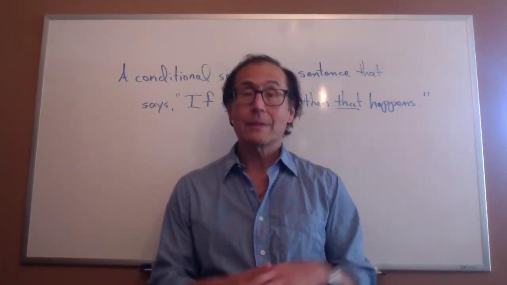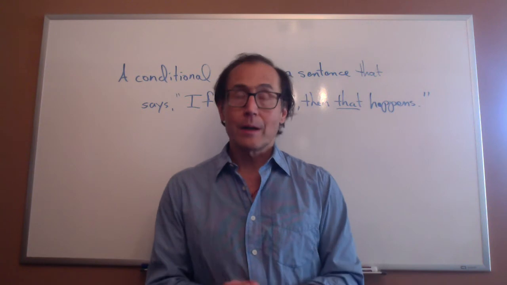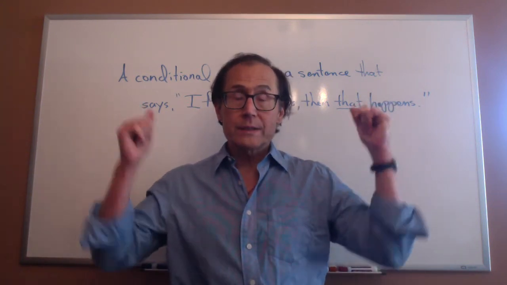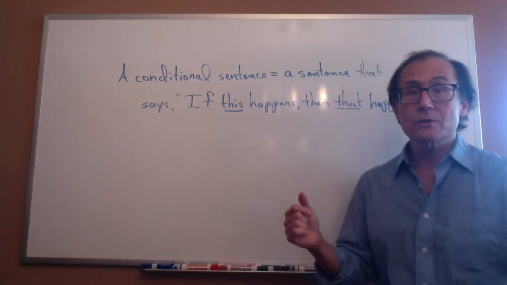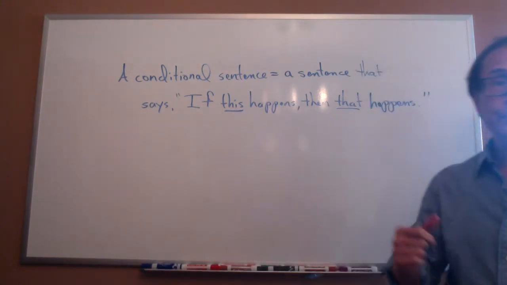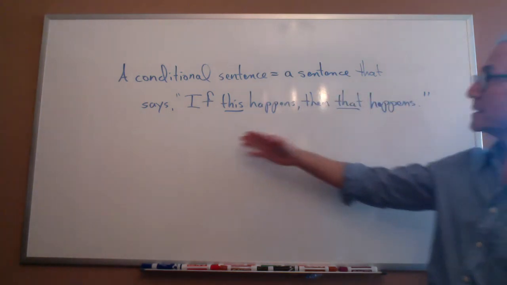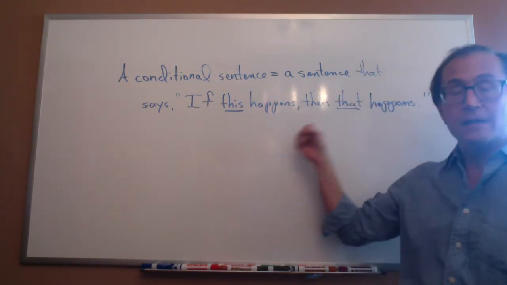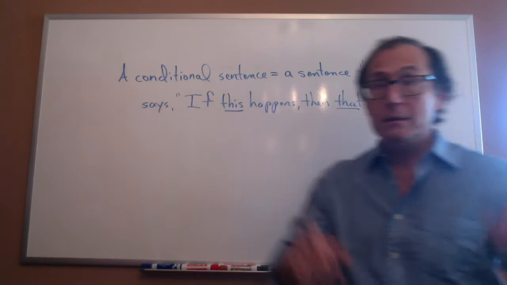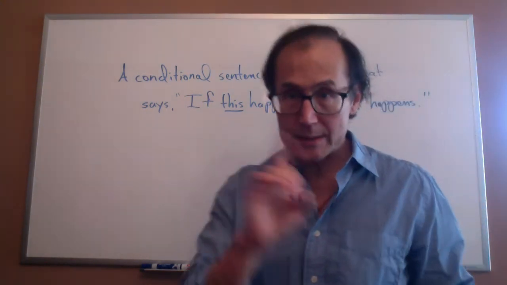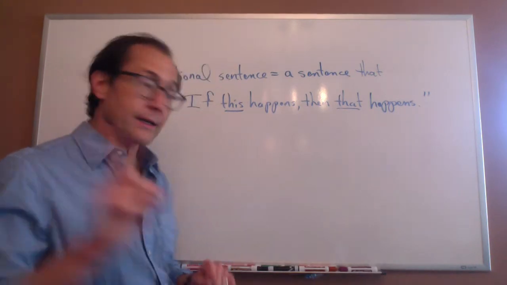Okay, in this video, I'm going to be talking to you a little bit about what is a conditional sentence. So let's just start with that right now. A conditional sentence equals a sentence that says, if this happens, then that happens. If this happens, then that happens. Let me give you an example because that's the best way to make this clear, I think.